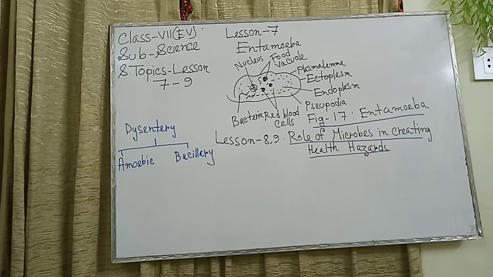Please everyone see the board. I also draw an entamoeba. Here, some figures are nucleus, food vacuole, plasmalemma, ectoplasm and endoplasm. What's the difference between ectoplasm and endoplasm? Ectoplasm means outer layer and endoplasm means inner layer.